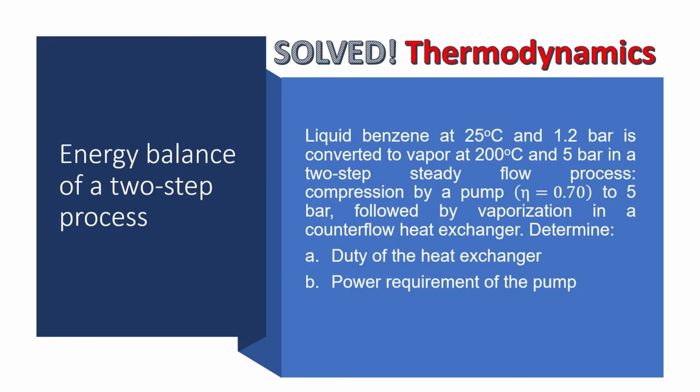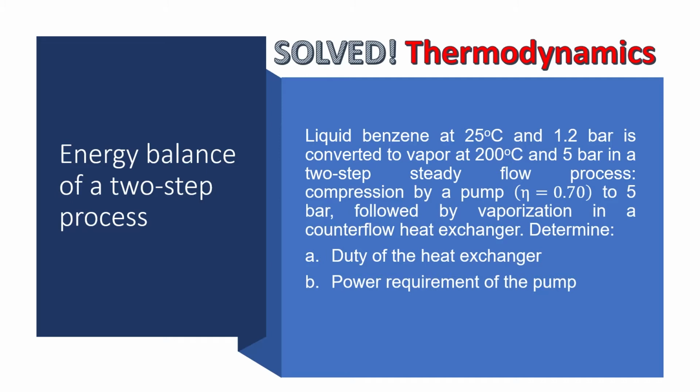In this video, we will be analyzing the solution to the energy balance of a two-step process. Here's the problem. Liquid benzene at 25 degrees Celsius and 1.2 bar is converted to vapor at 200 degrees Celsius and 5 bar in a two-step steady flow process.